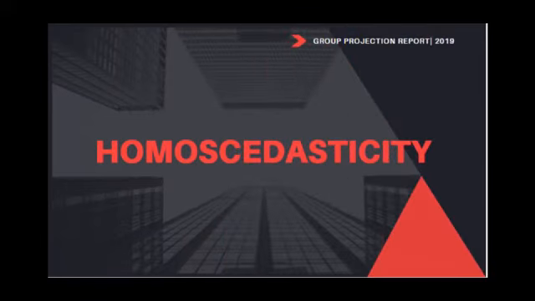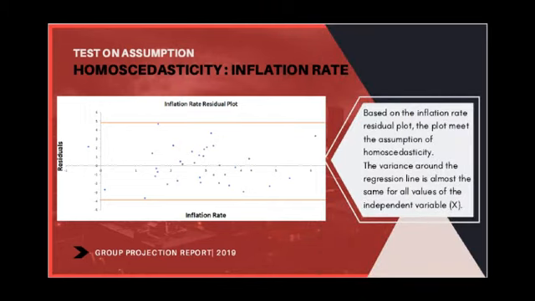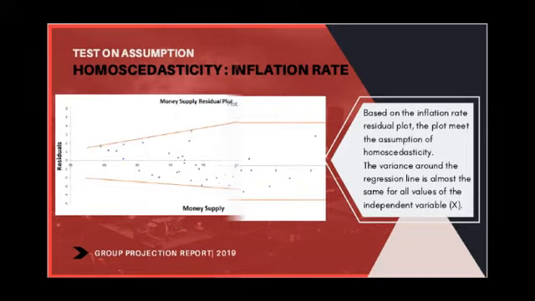The third assumption is homoscedasticity. Based on the inflation rate residual plot, the plot meets the assumption of homoscedasticity. This is because we can see that the variance around the regression line is almost the same for all values of the predictor variable, which is the x. For the lower values of the x-axis, the points are near the regression line. However, for the higher values on the x-axis, there is much more variability around the regression line.